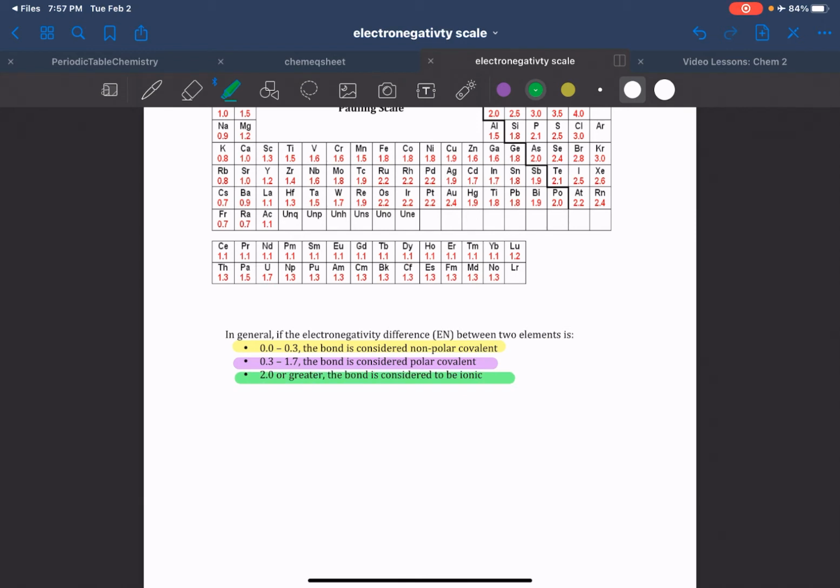Now, with that said, sometimes you can get things that are like 1.8, 1.9. Though that's less than 2. It's close to 2, but it is still less than 2. And it could exhibit some partial covalent, polar properties. All right. So I just wanted to bring your attention to that.